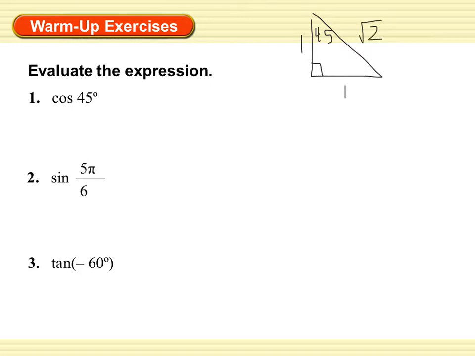So cosine of 45 is adjacent over hypotenuse. So 1 over the square root of 2, which I need to rationalize. So I multiply by the square root of 2 over the square root of 2. Gives me the square root of 2 over 2.